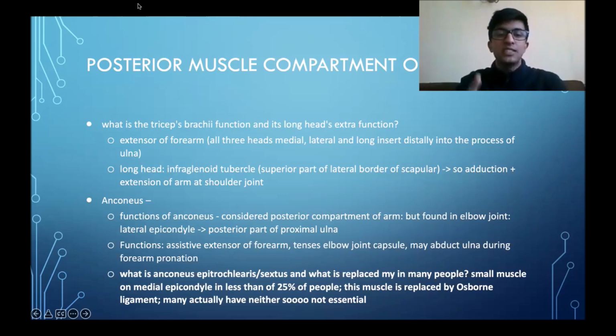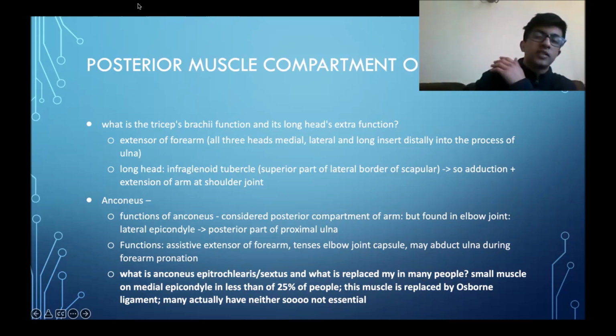All three heads, medial, lateral, and long, insert distally to the olecranon process of the ulna. If it's attaching to the ulna, it's going to pull that when it contracts. It's extension. It makes sense. The long head, here's an interesting point, also originates at the infraglenoid tubercle. You have the glenoid, right? The infraglenoid tubercle is below the glenoid, and it's on the superior part of the lateral border of the scapula.